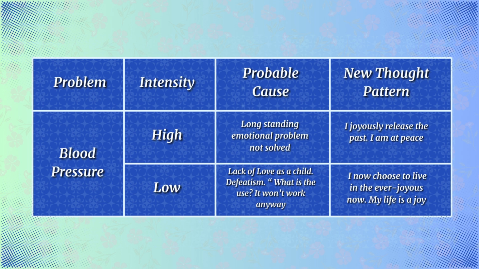This is not for me, or this is something which is not suitable for me, or this is not something which I deserve, I'm not worthy of it. So that's why it won't work. You don't feel worthy. That's why you have low blood pressure. The new thought pattern is, I now choose to live in the ever joyous now. My life is a joy.